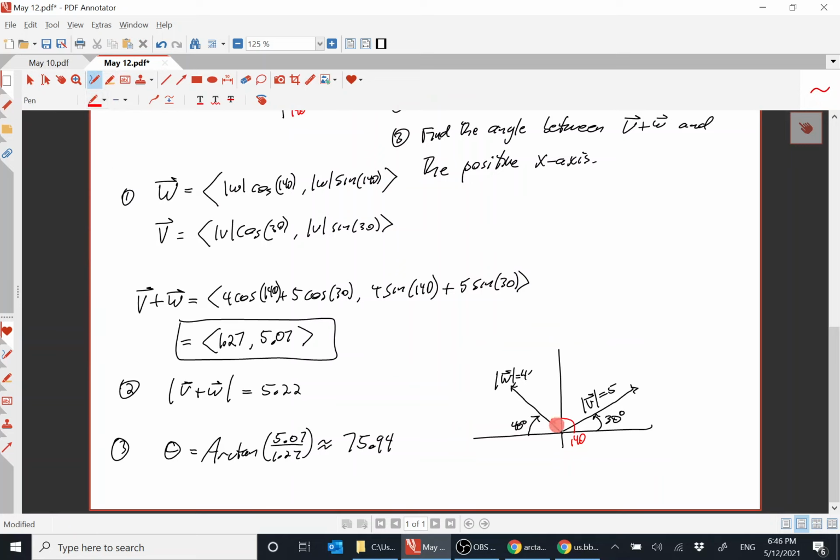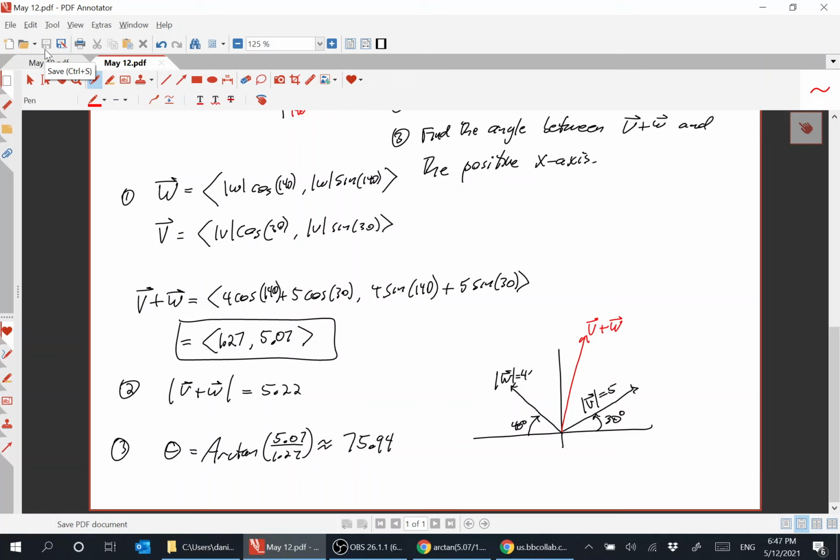All right, here's V plus W right about there. So 75. So this is about, well, I'm not even going to label it. So vectors in two dimensions, you can talk about them in terms of coordinates, the x-coordinate and y-coordinate, and you can talk about them in terms of lengths and angles. One way or the other, you can get the information one from the other very easily. Okay.